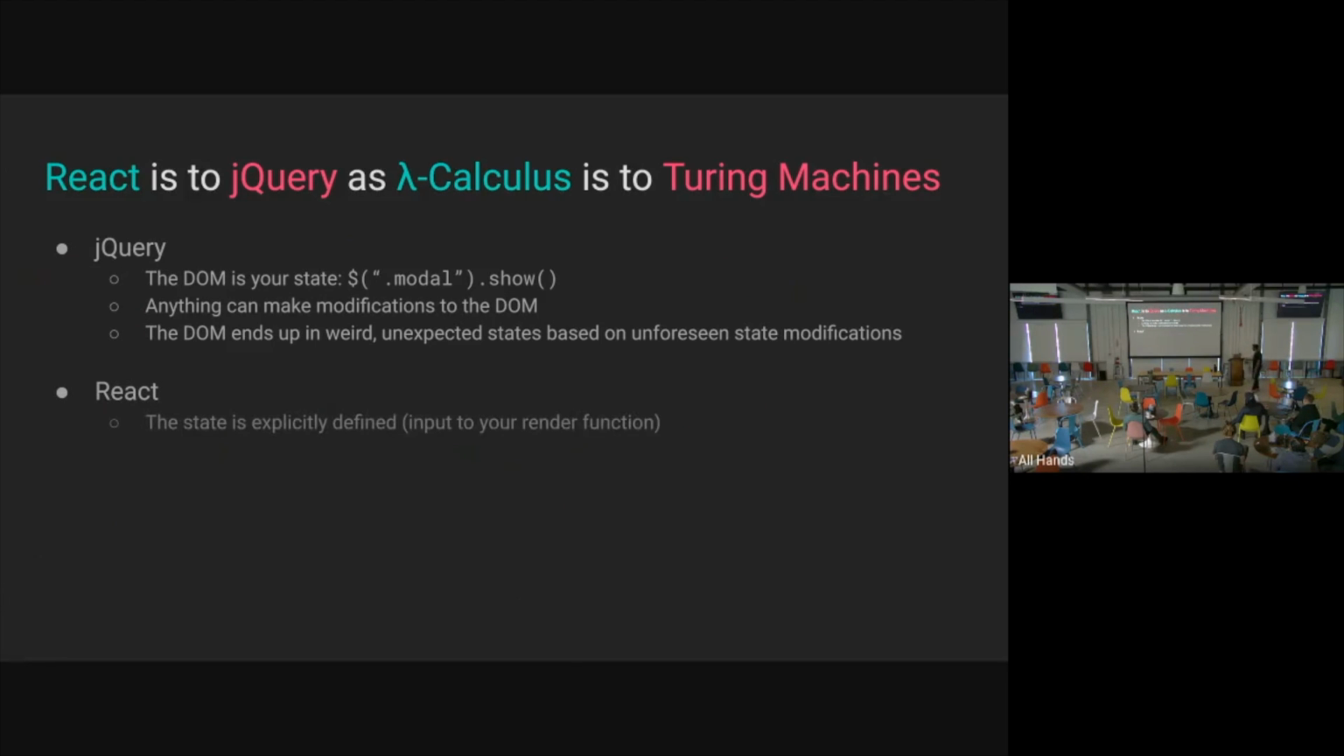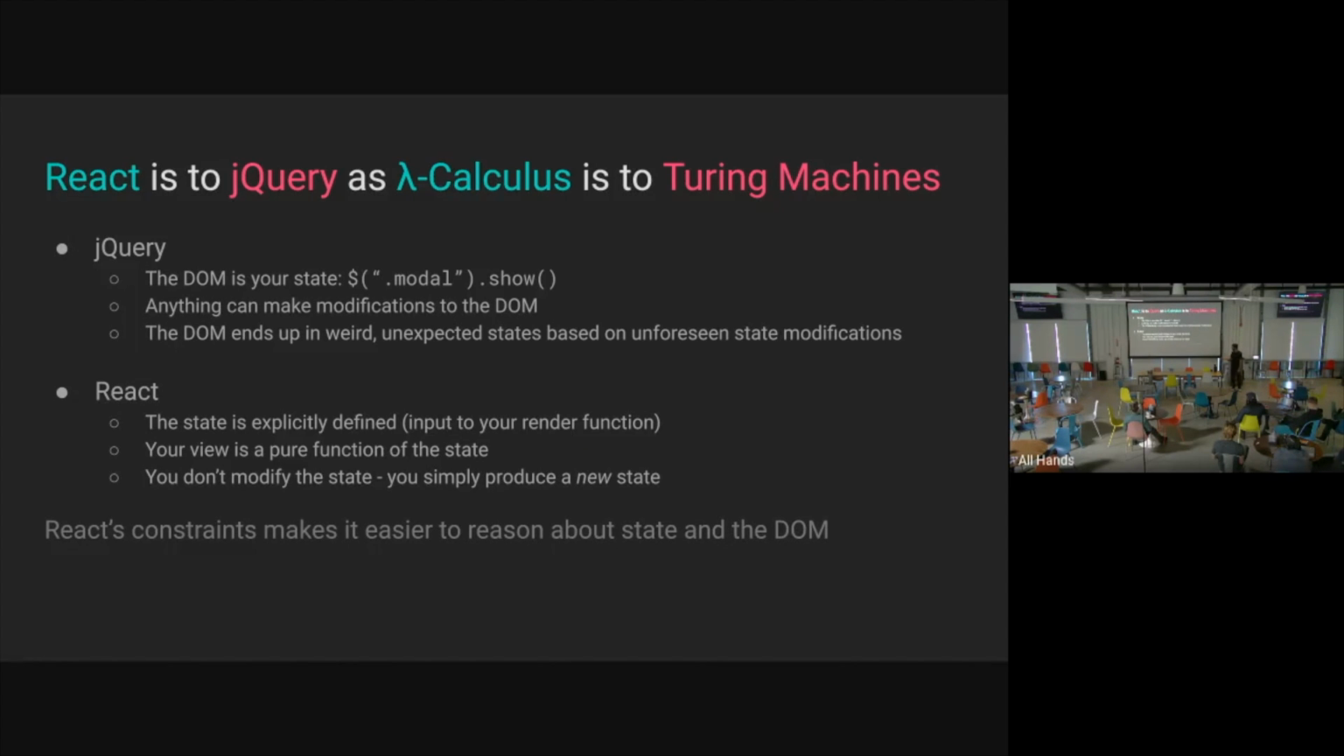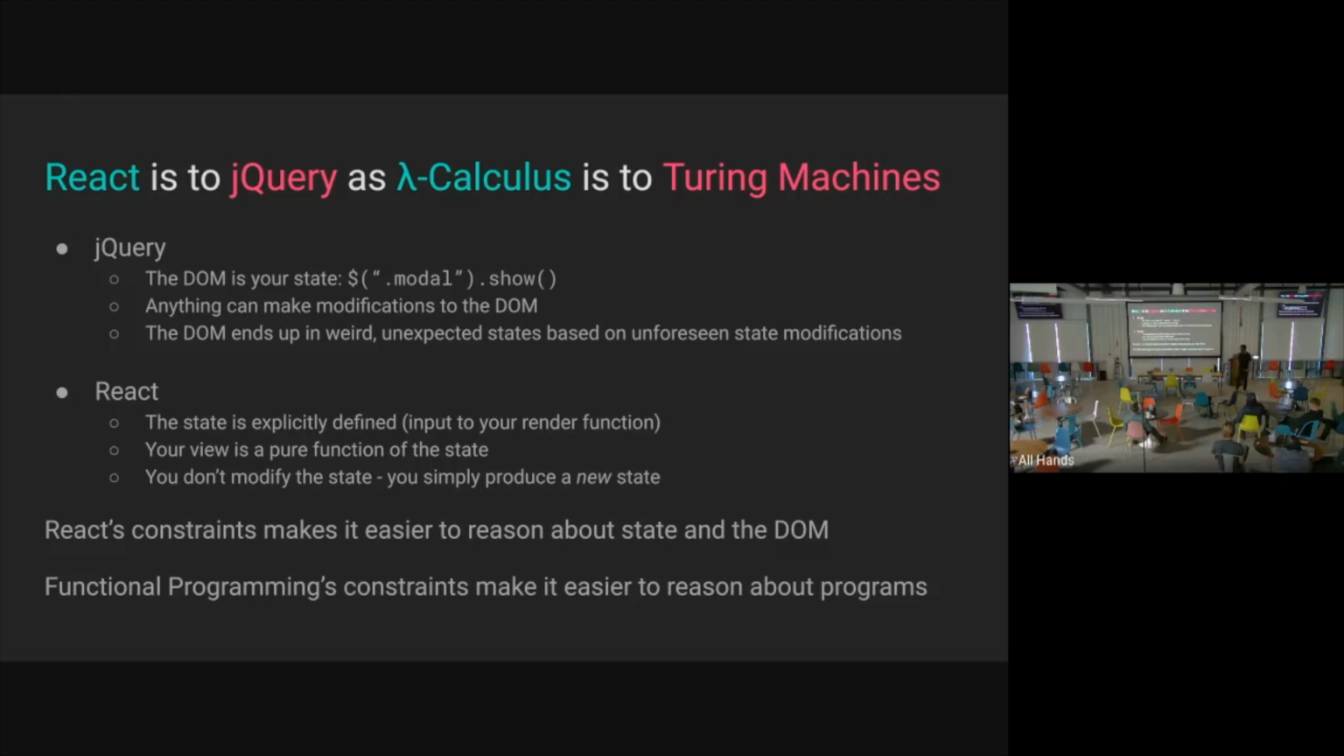And so in React, the state is explicitly defined, right? It's an input to your render function, kind of implicitly. And your view is a pure function of the state. And you don't modify the state, you produce a new state. And so React's constraints actually make it easier to reason about the state and the DOM. And by analogy, functional programming's constraints make it easier to reason about programs.